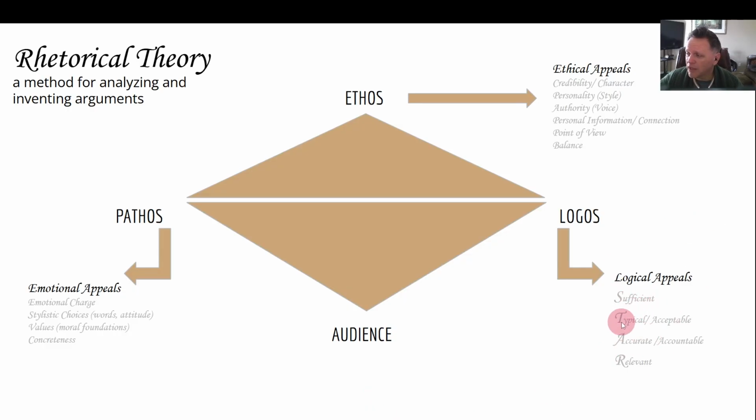Okay, so your logical appeals have to be sufficient. That means there needs to be enough of them. They have to be typical. That means acceptable to your reader or your audience. They need to be accurate. What we mean by accurate is accountable to counter argument and accountable to testing. This is empiricism, right? Not imperialism, empiricism. This is how science works.